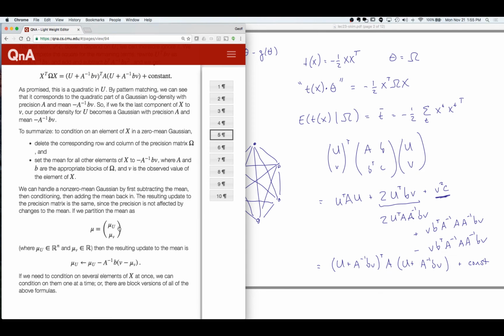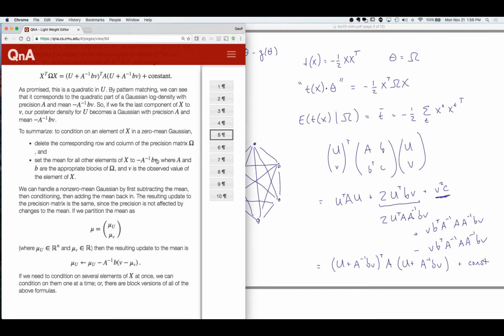And for the update to the mean, we can partition the mean into the mean of u and the mean for v. And all we do is update the mean for u by adding that same increment that we calculated for the mean based on the observed value v. And here, because we're adding and subtracting the mean, we wind up getting the difference between v and its mean in place of just plain v, where it was before. All right, so this lets us condition on elements of our vector.